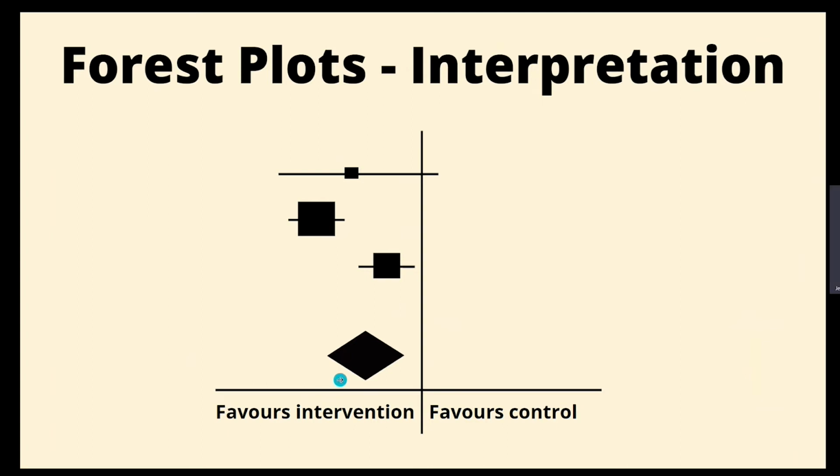The diamond at the bottom of the plot represents the overall combined confidence intervals. Again, note its size. It's also important to check whether it touches or crosses the vertical line. This tends to show that the results are not statistically significant. This is also true of any horizontal lines which cross over.